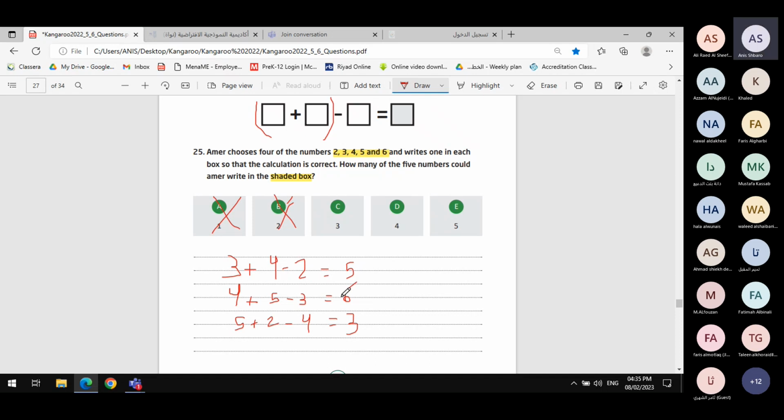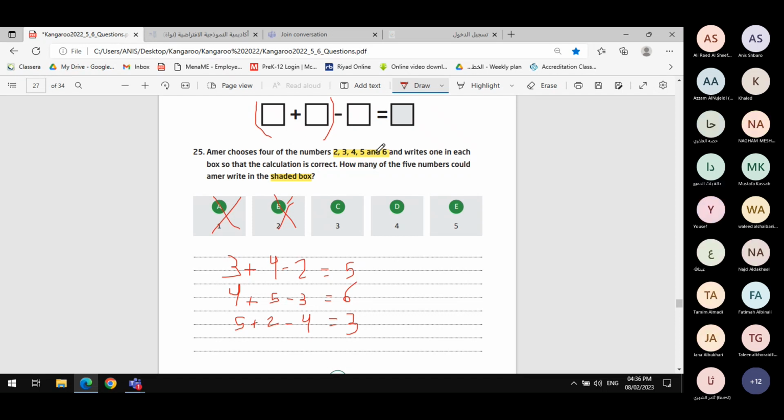Maybe now let's use the 6, for example, here. 6 plus 2 minus 4. Okay, let's use something bigger. Okay, 6 plus 5 minus 4 maybe. 6 plus 5 minus 4 is 7. So it's not in our choices, not in the numbers. So we are not going to add the 6 and 5. So maybe 5 plus 4 minus 2. 5 plus 4 minus 2 is equal to 7.